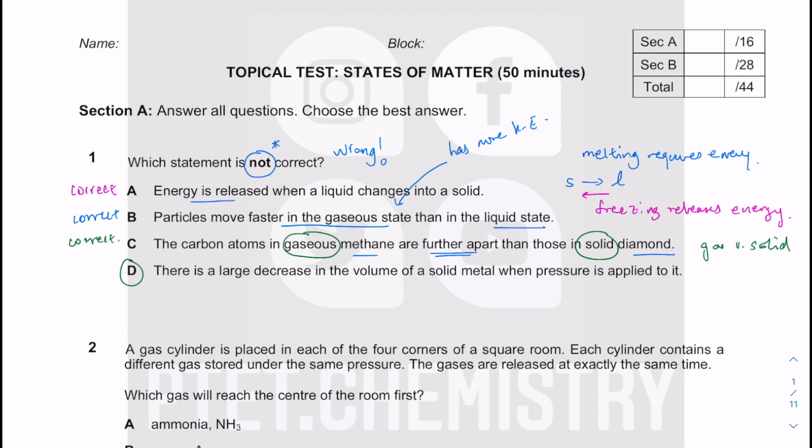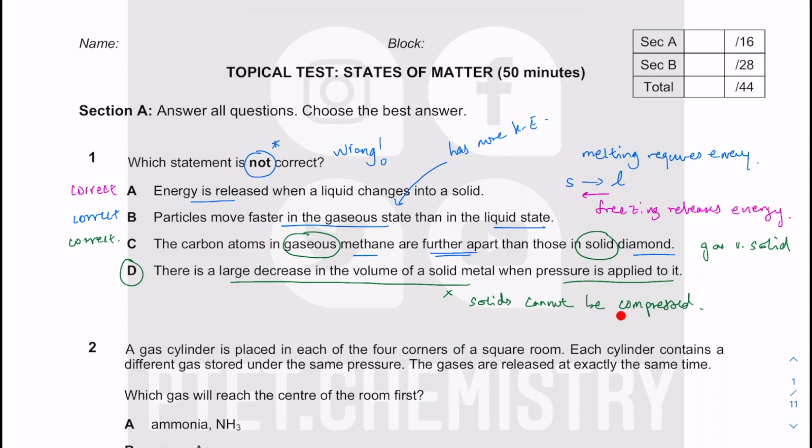There's a large decrease in the volume of a solid metal when pressure is applied to it. That is wrong. Solids cannot be compressed. So we talk about compressibility in terms of the spacing in between the particles. And when you have a solid, you have your particles very closely packed together and they're touching each other. So there isn't much more room for you to actually compress them. So solid cannot be compressed.